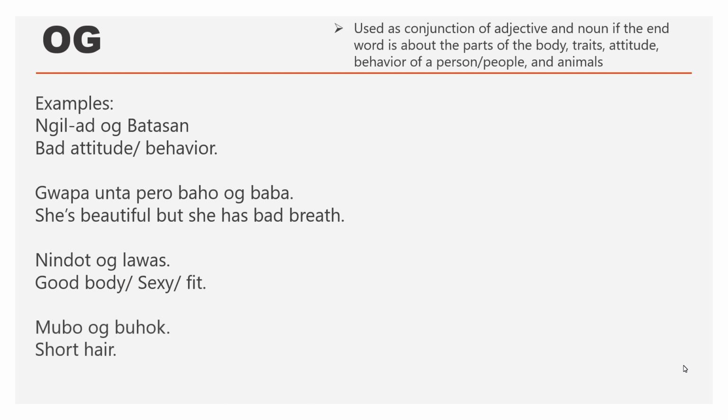Next, we have mobo og buhok. It means short hair. Mobo is short, and buhok is hair. So you can already see here how to use og as a conjunction to the adjective or the noun, if the end word is talking about the parts of the body, the traits, the attitude, the behavior of a person, or sometimes animals.